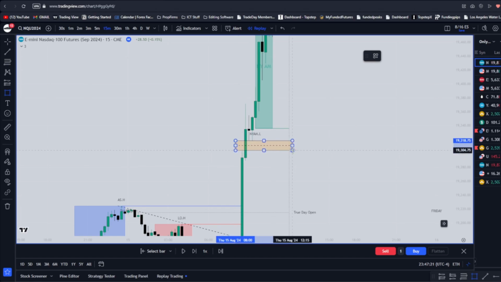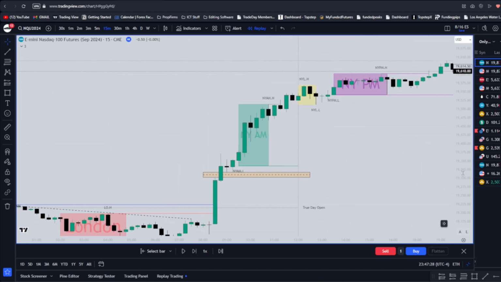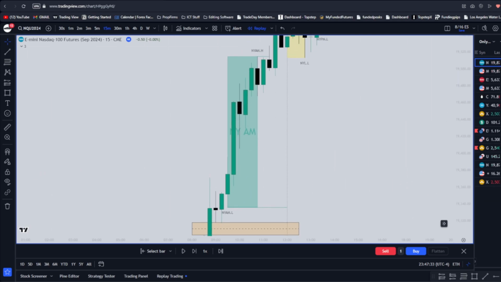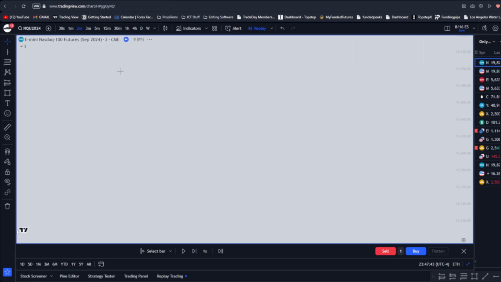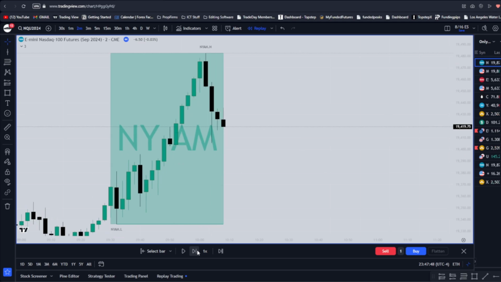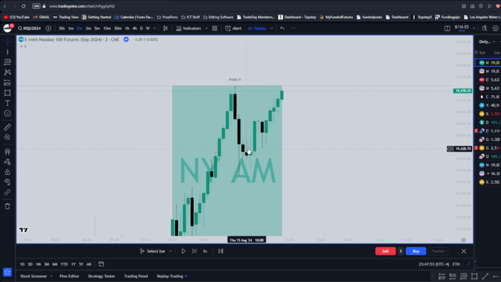Okay, what's our first sign of delivery? We have this fair value gap. So inside of here, once we hit our 10 o'clock, let me go back. Once we hit 10, we could drop to a lower time frame, and we're just looking for a fair value gap in here. You can see we have a market structure shift right here.